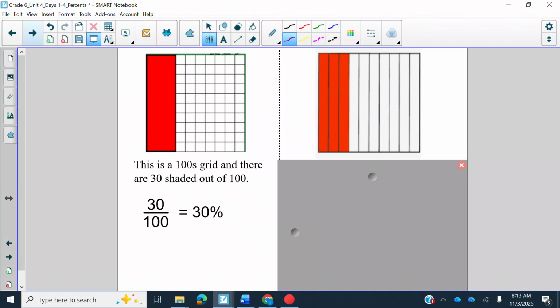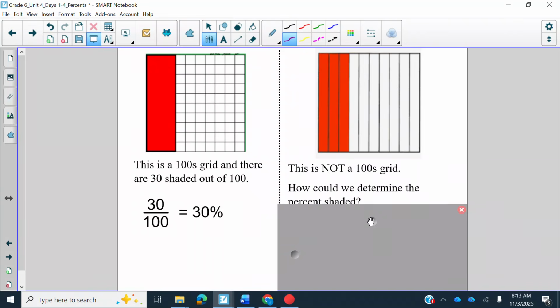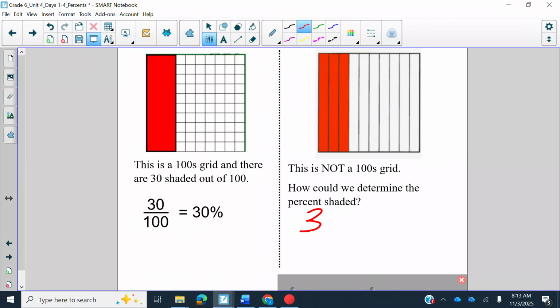These are the pictures from the activator. That first picture that you saw was 30 out of 100. So that is 30%. The part is 30. There are 30 boxes colored in. The total is 100. That is 30 out of 100. On this grid, it is not out of 100, but we can still figure out what the percentage is. We have 3 colored in. That's the part. And the total is 10.